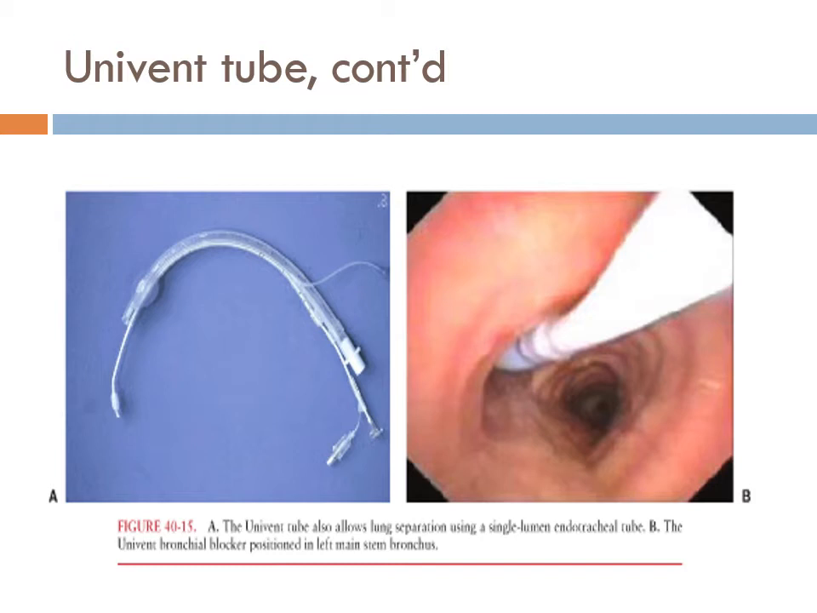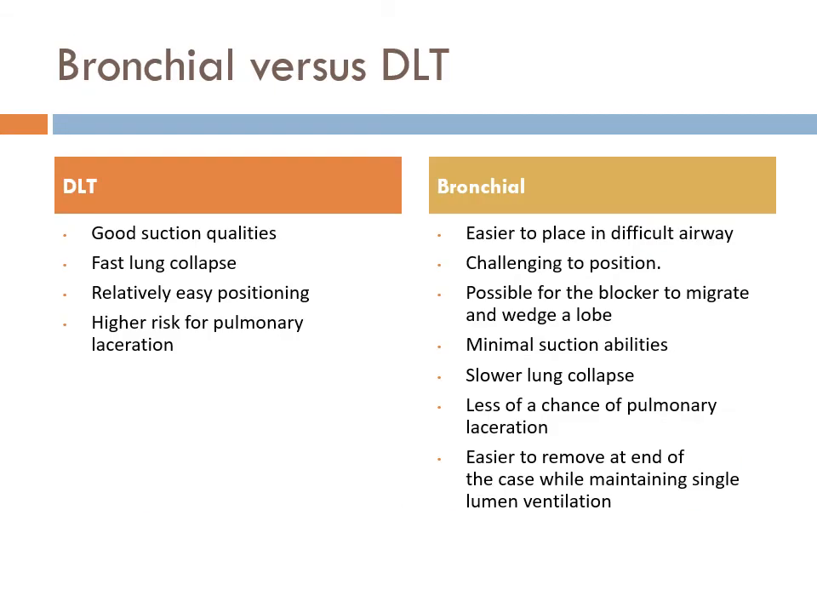Non-dependent, right? Because you can't operate on people when they're lying on the side you're trying to operate on. Good luck. Okay, so pros and cons. We talked about a lot of these things. Slower lung collapse, you can't really suction out of it. Less traumatic with the bronchial blocker.